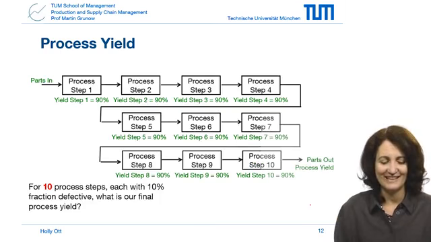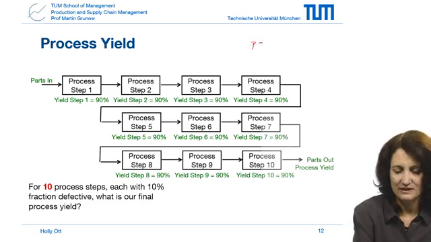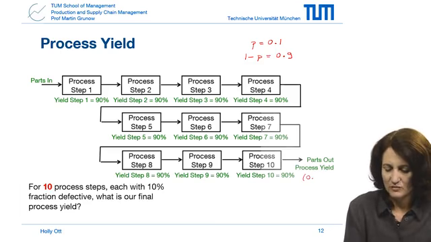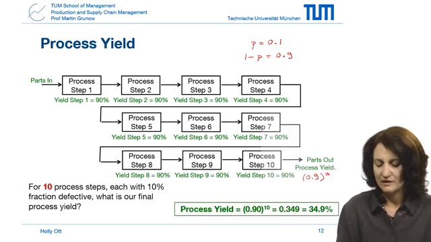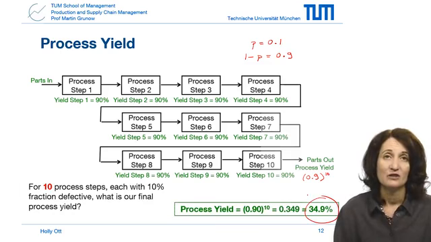So now let's look at a 10-step process. We have at each step 10% fraction defective. So P is equal to 0.1. 1 minus P, the yield at each step, is equal to 0.9. How do we calculate this? 0.9 to the power of 10, and we end up with only 34.9% good parts coming out of our process.